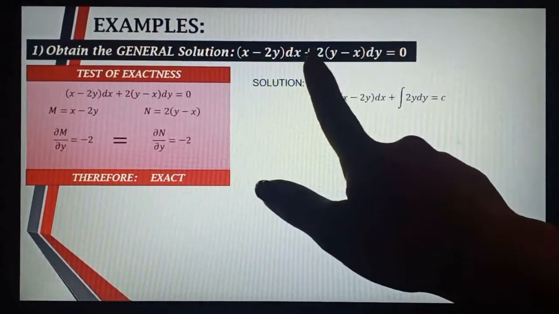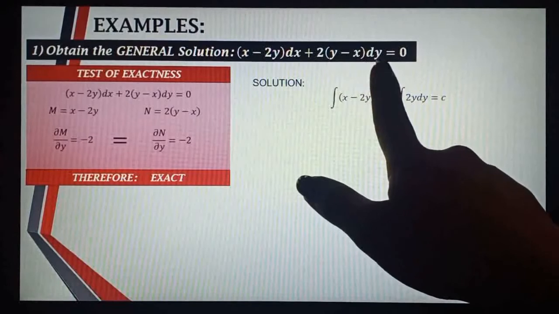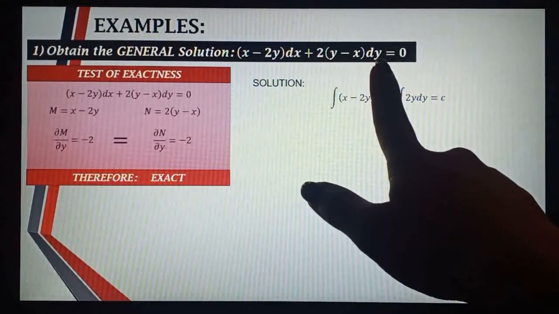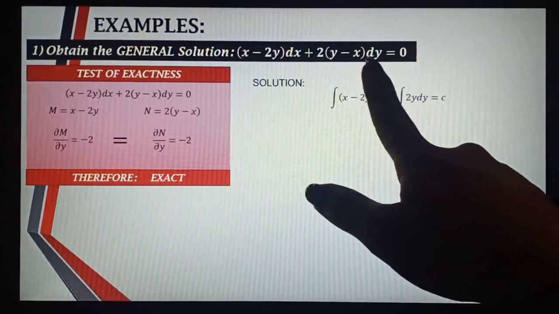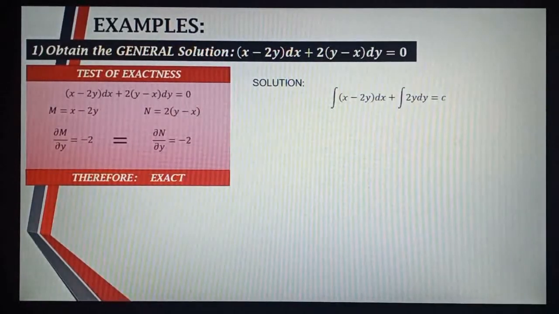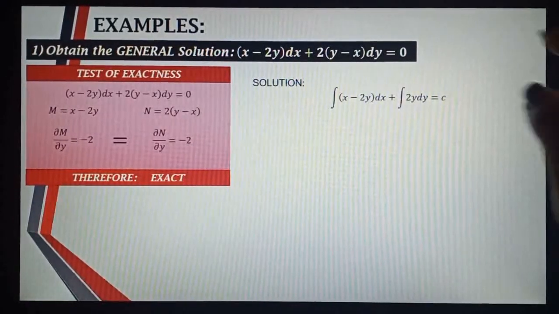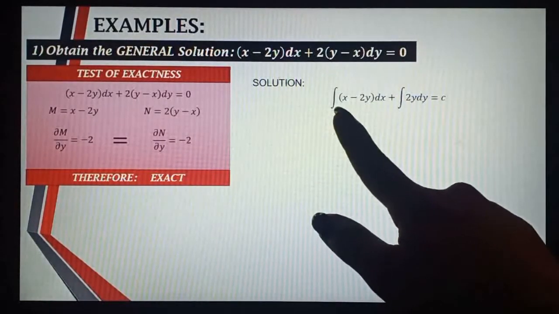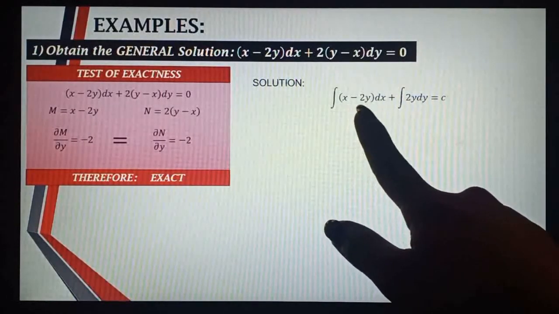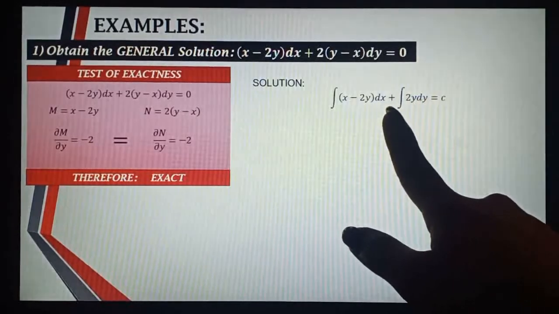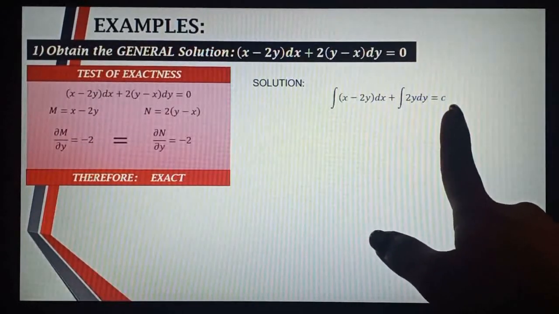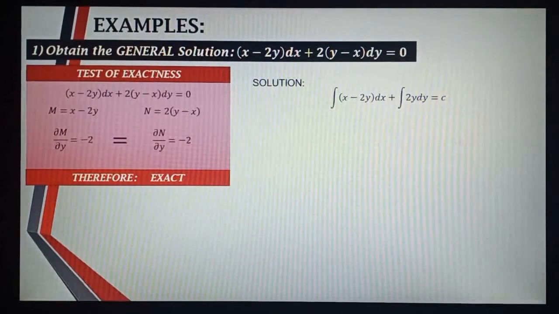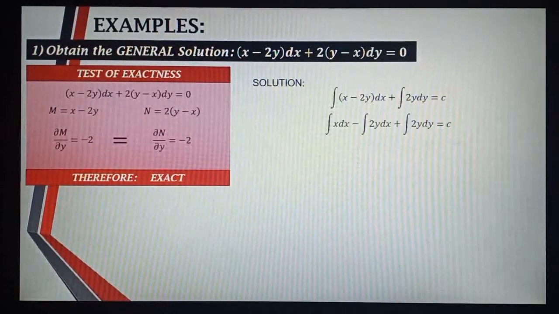Pero pagdating kay negative 2x dy, so may presence ni x. So hindi natin i-consider yung term na yon. So our working equation is just the integral of the quantity x minus 2y dx plus the integral of 2y dy equated to c. Okay, now we will do the integration.